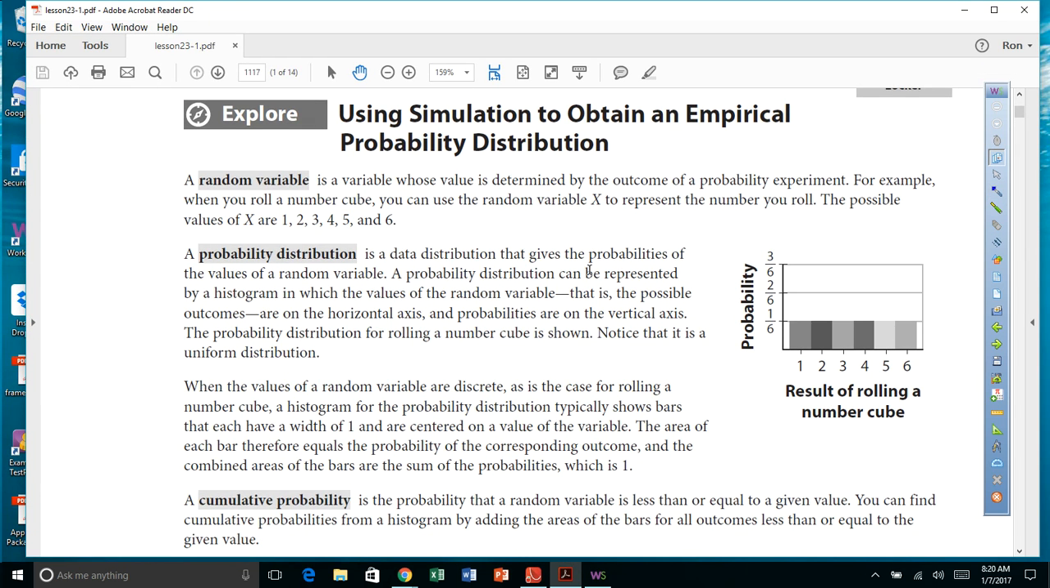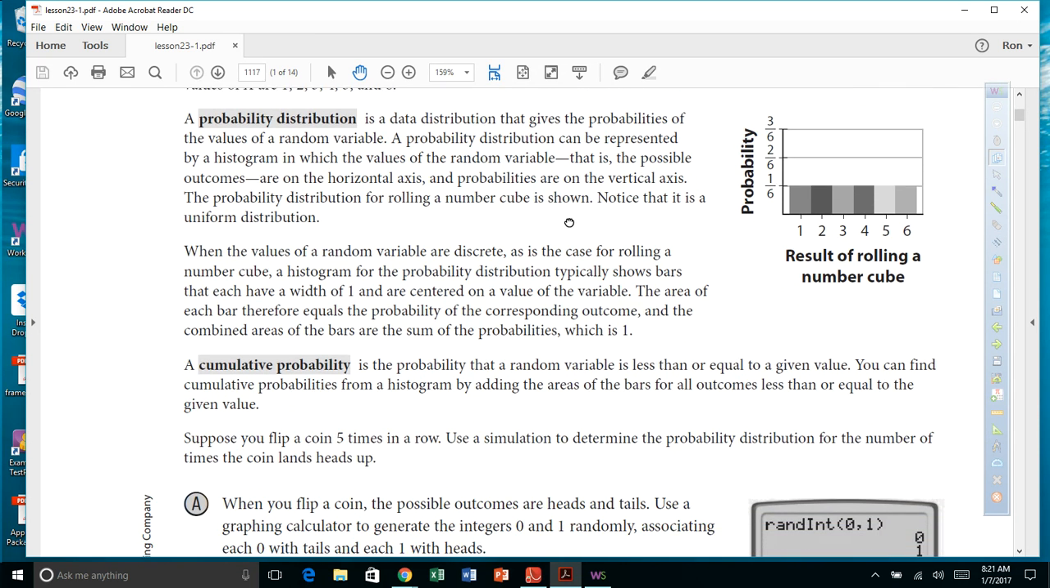Using simulation to obtain an empirical probability distribution. A random variable is a variable whose value is determined by the outcome of a probability experiment. For example, when you roll a number cube, you can use the random variable x to represent the number you roll. The possible values of x are 1, 2, 3, 4, 5, and 6.